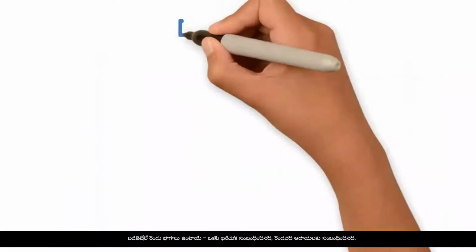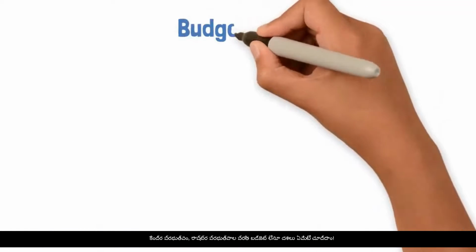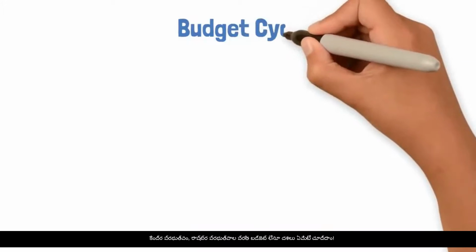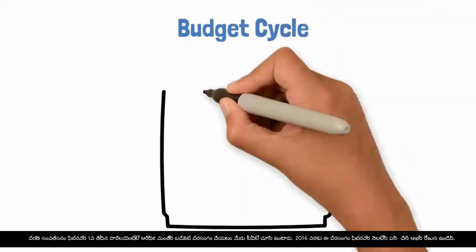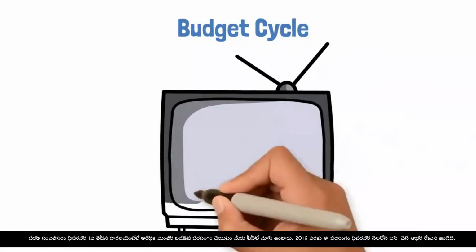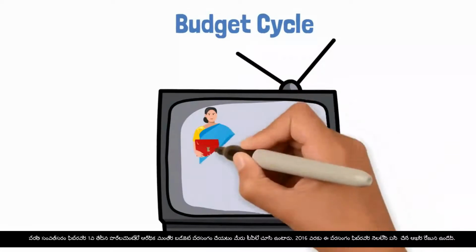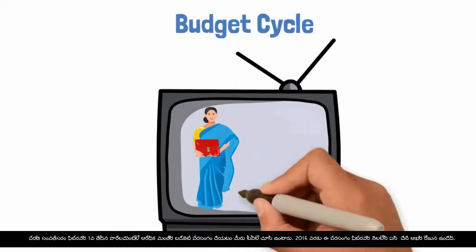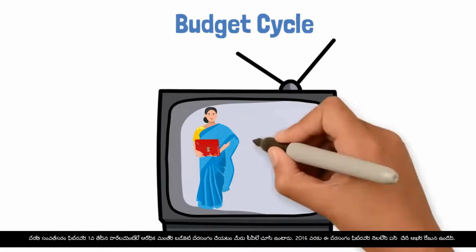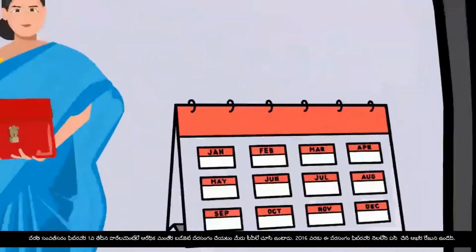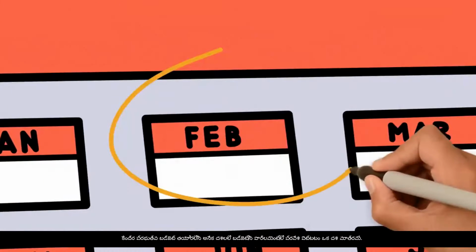Let's see what the budget cycle looks like for every budget of the union government and state governments. You must have seen on television the finance minister delivering the budget speech in Parliament on 1st of February every year. It used to be on the last working day of February every year until 2016.